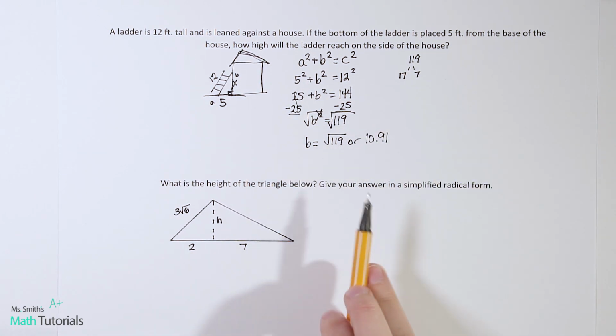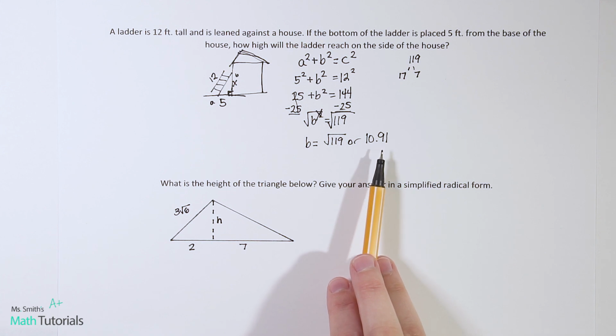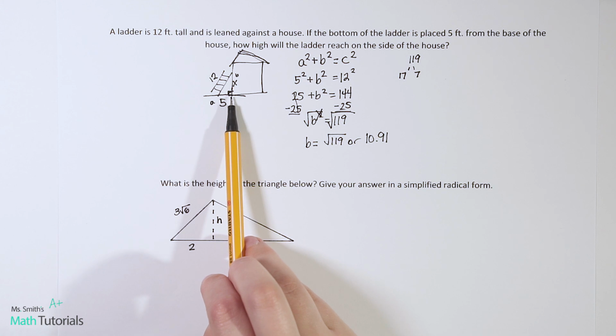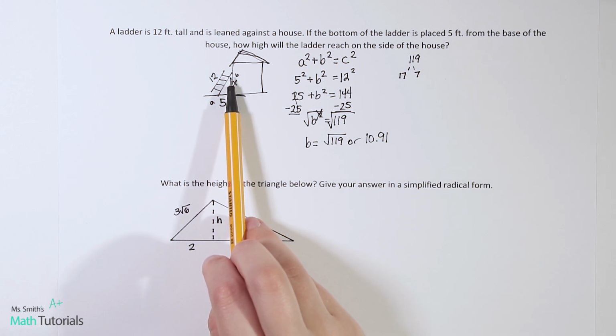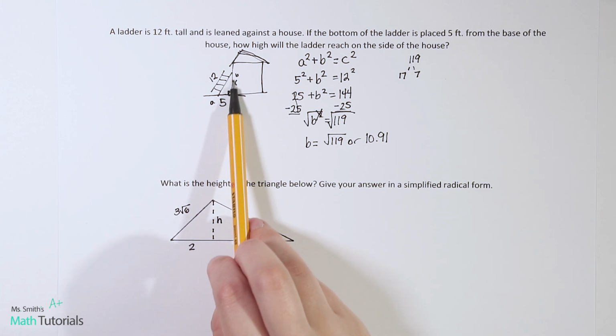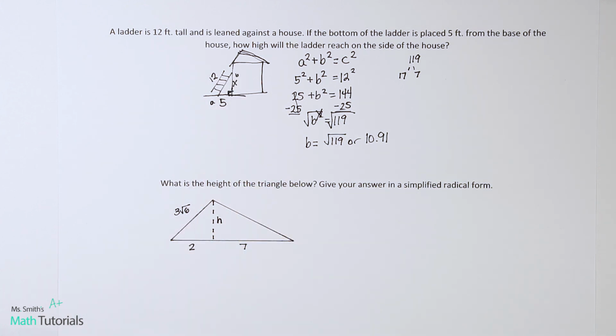Now personally, I definitely prefer the decimal answer because to me it makes a whole lot more sense to say, okay, well, the ladder reaches from the bottom of the ground to 10.91, almost 11 feet up to the house. To me, that makes a lot more sense than saying it reaches the square root of 119 up to the house. Even though those are the same number, I prefer decimal, but sometimes teachers will ask for the simplified radical. So you want to be prepared to give them both.